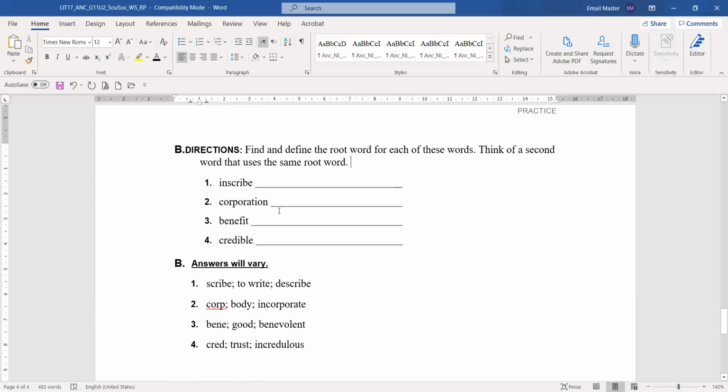Corporation, so the root is corp, it means body. And then in corporate, we use it for the companies. So we can derive this word from corp. Benefit. Bene is the root. It means good. Benevolent. We can use this word. Credible. Cred, the root. And the meaning is trust. We can say incredulous, like the opposite of trust.